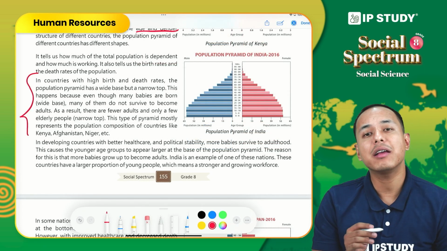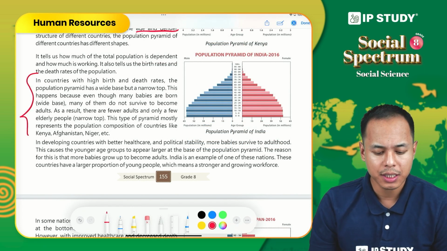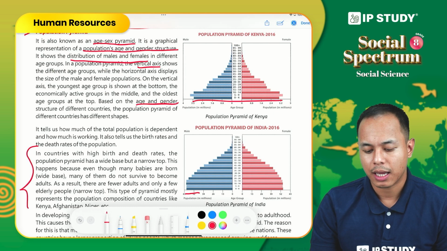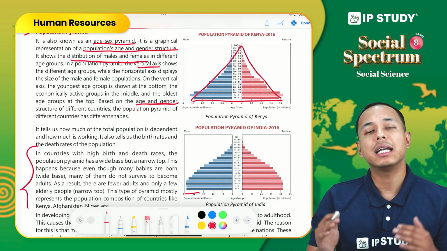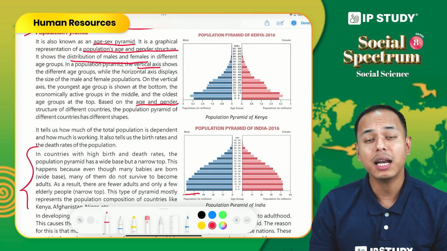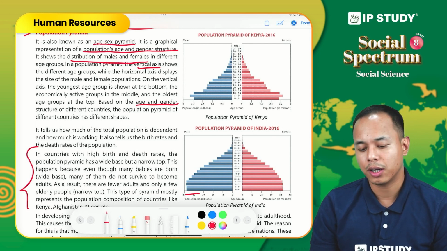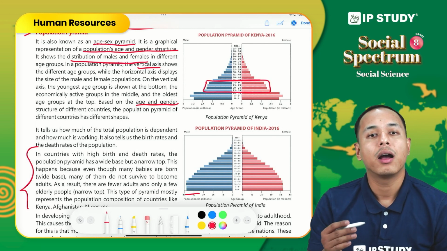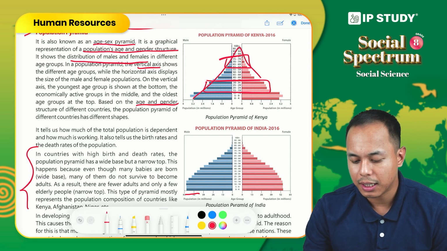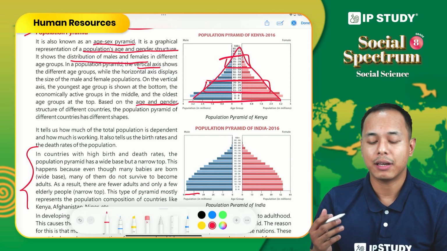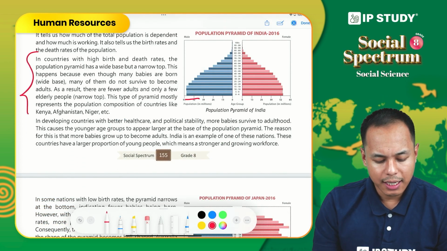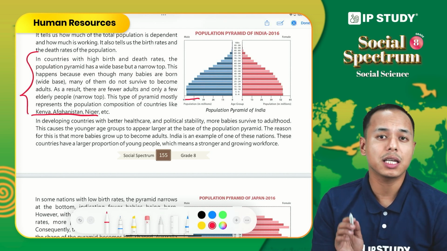In countries with high birth rates and high death rates, mostly underdeveloped countries, the population pyramid is very broad at the bottom, and it narrows down at the top. What does this show? This shows that a large number of babies are born, but they do not survive long enough to become adults, and adults do not live long enough to become very old. So the pyramid shrinks rapidly, a broad base and a narrow top. Countries like Kenya, Afghanistan and Niger, these underdeveloped countries, have such population pyramids.